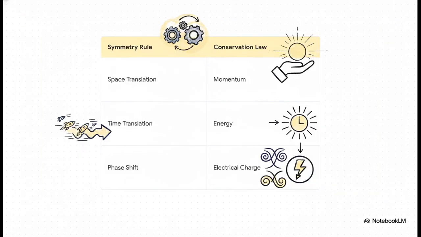Now, this is where it gets really staggering. Quantum mechanics links these geometric rules of symmetry directly to the profound conservation laws of the universe. This is a huge realization. The fact that physical laws don't change when you move through space, that directly dictates the conservation of momentum. The fact that laws don't change as time passes, that is the exact reason energy is conserved. Literally, for every continuous symmetry in the physical world, there is a corresponding conservation law governing it. It's like a beautifully connected puzzle.